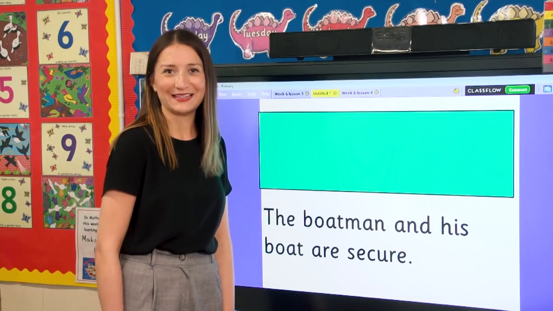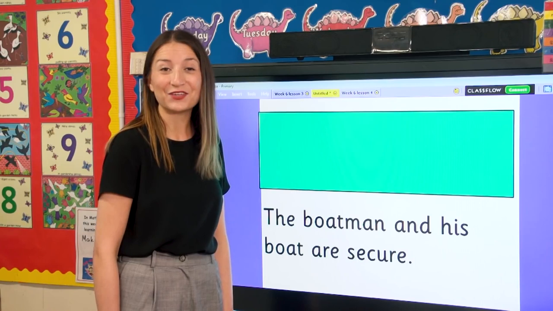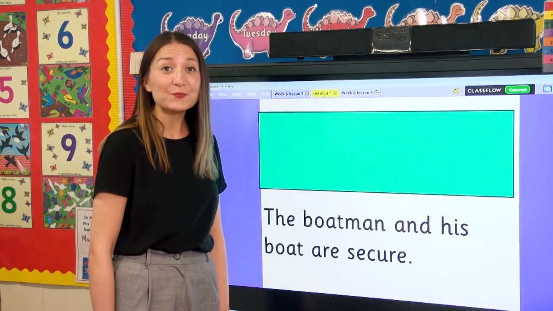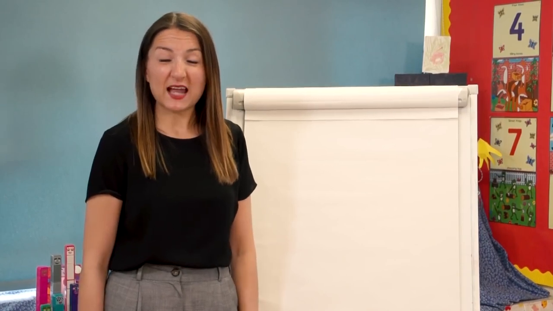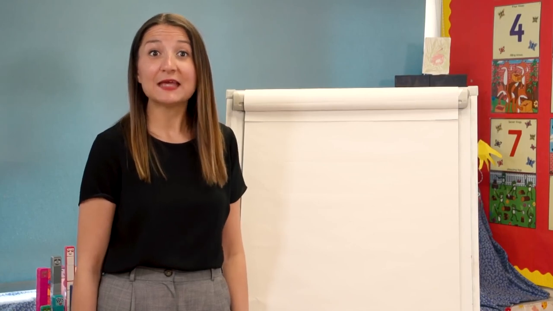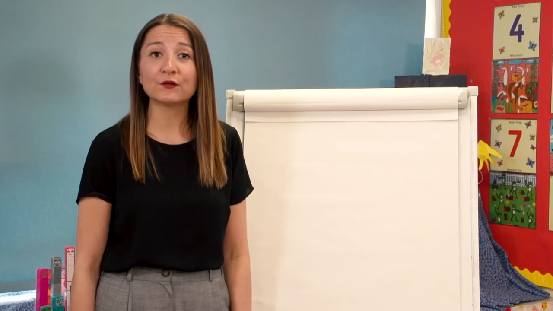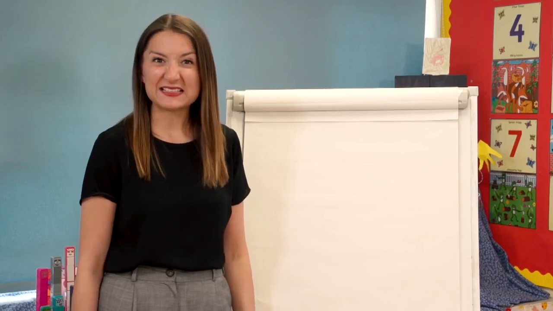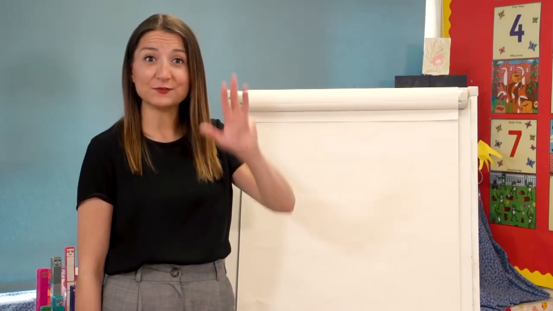Well done. Great reading. Let's finish by spelling some words, because if you can read a word, then you can have a go at spelling it. You will need your paper and something to write with. Let's spell a multisyllabic word and a compound word with our review sounds. Let's spell secure. Segment the sounds with me. Secure. S-E-C-U-R. Now, let's count how many sounds there are. S-E-C-U-R. That's four sounds.